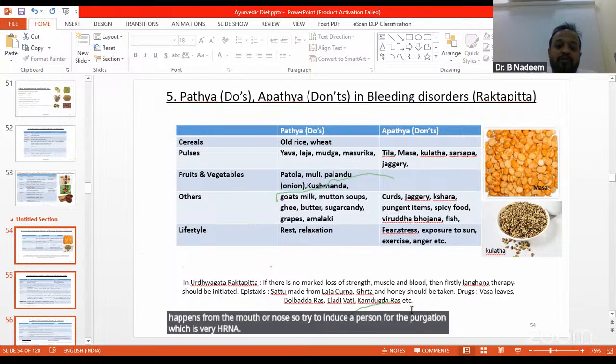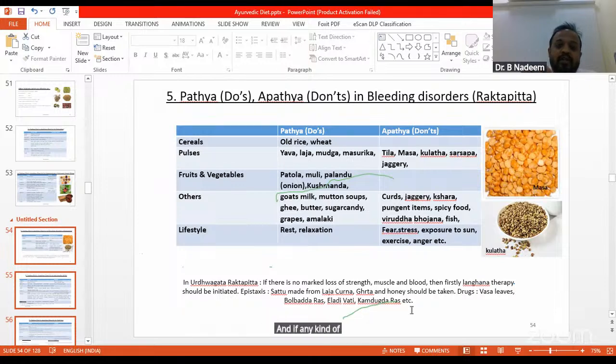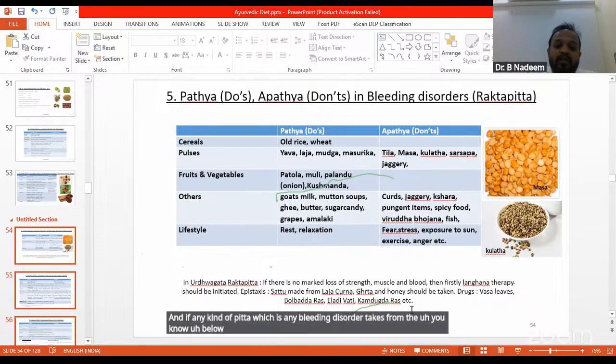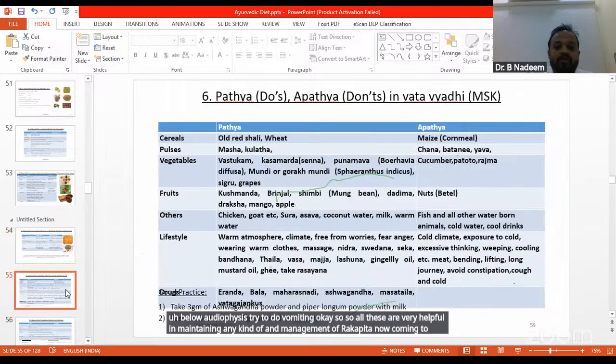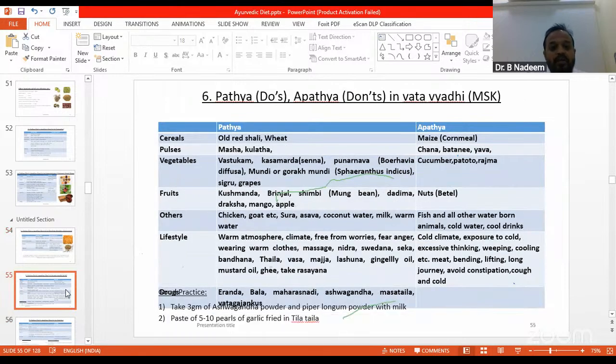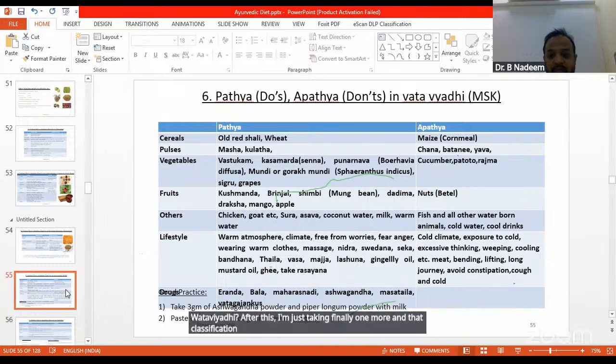And if any kind of Adhogata Rakta Pitta, which is any bleeding disorder from the below orifices, try to do vomiting. So all these are very helpful in the management of Rakta Pitta. Now coming to Vata Vyadhi. After this, I'm just taking one more, the diet classification, and we'll wind up. So now Pathya and Apathya in Vata Vyadhi.